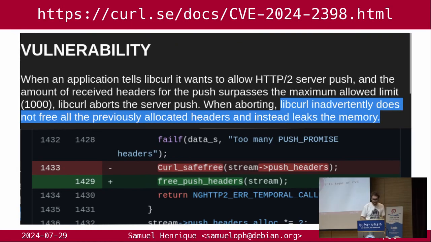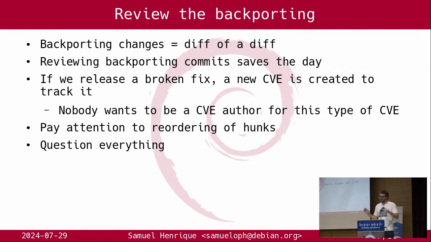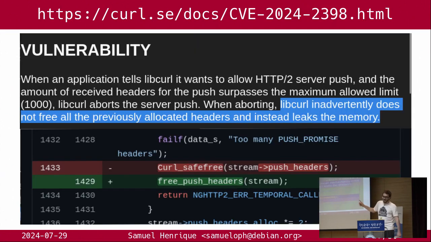Oh yeah, sorry, I think I skipped. Question everything. So in this case, we have a CVE fix for a curl memory exhaust. It's a memory leak for curl. Again, this is part of the fix, and what you can see here on the diff is that one function call is being replaced by another function call. So instead of curl save free, we have free push headers.